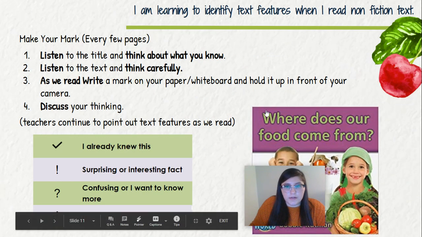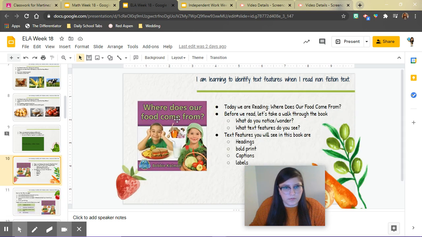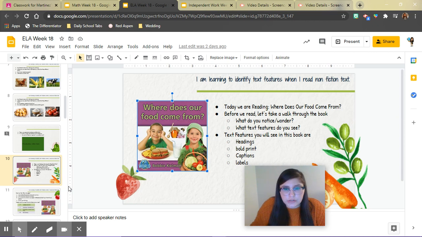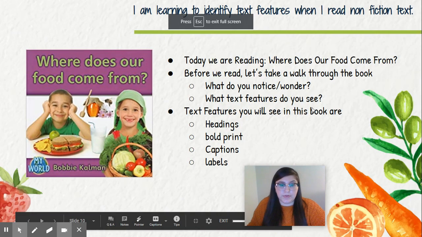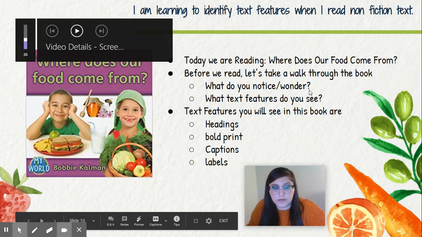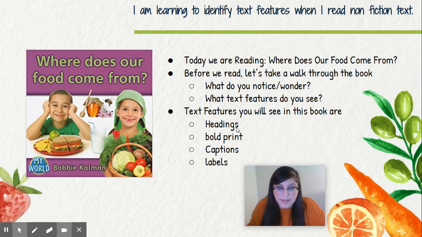And before we do that, we're going to just look through it and look at some of the pictures. I do want to point out, though, that you are going to see four important text features in this book. One, you're going to see headings. Two, you're going to see bold print. Three, captions. And four, labels.